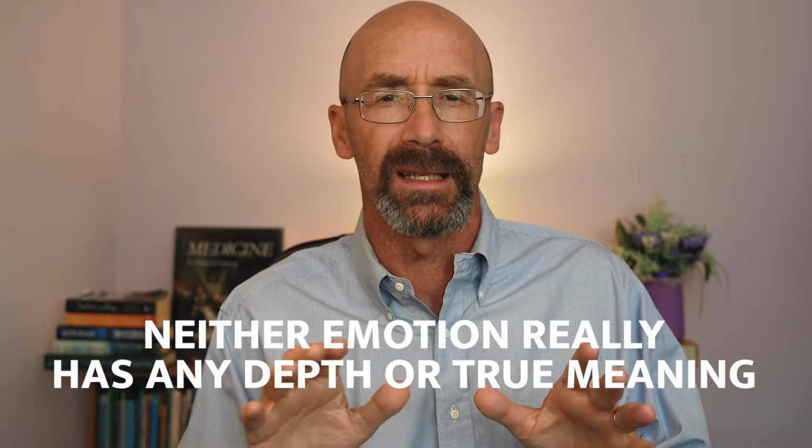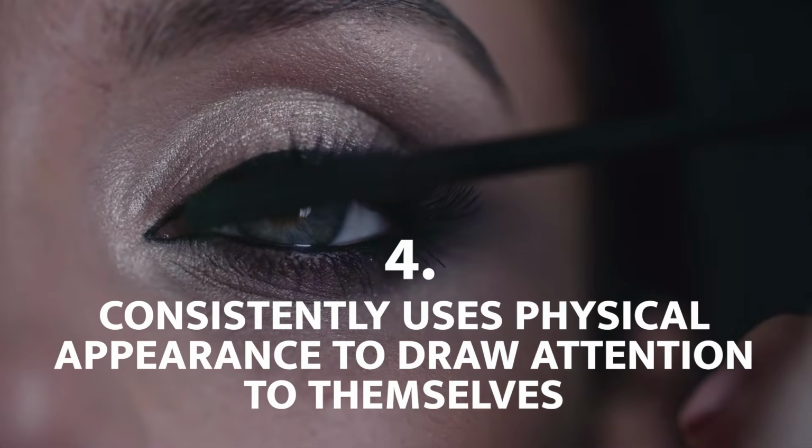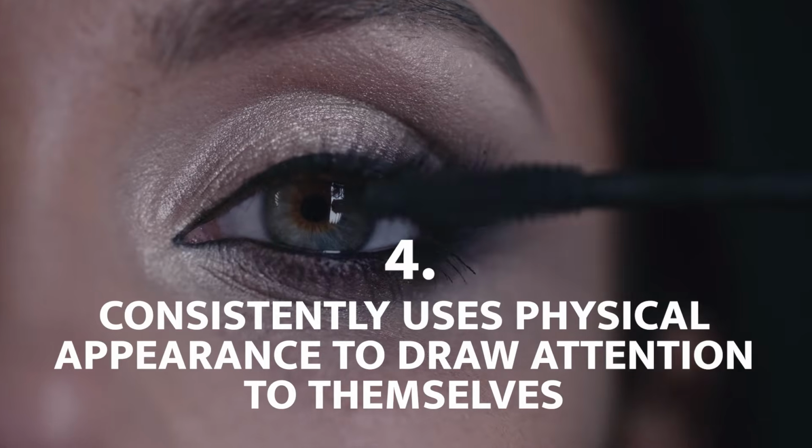They can rapidly move from depression with tears and anguish to elation and happiness in a very short time, and neither emotion really has any depth or true meaning. Number 4, someone with HPD consistently uses physical appearance to draw attention to themselves.